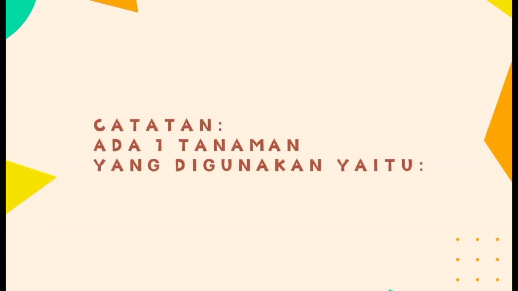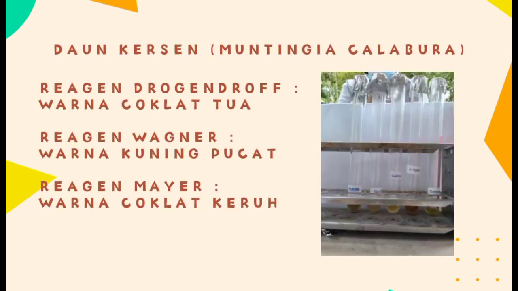In the alkaloid test, one plant was used, namely cherry leaves. In the first extract, the cherry leaves changed color to a cloudy yellow. In the second extract, the cherry leaves changed color to a dark brown. In the third extract, the cherry leaves changed color to pale yellow. In the fourth extract, the cherry leaves changed color to a cloudy brown.